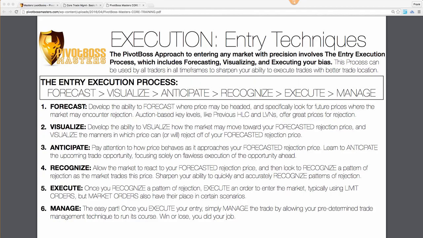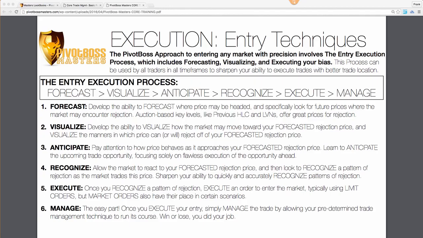Pay attention to how price behaves as it approaches the forecasted rejection price, right? Because this is very important. How is price approaching your area of rejection? So you have to be able to anticipate the upcoming trade opportunity by knowing if this is going to be an opportunity you can engage or if you should punt the ball and sit on the sidelines. So the anticipation phase is more about focusing solely on flawless execution of the opportunity ahead.